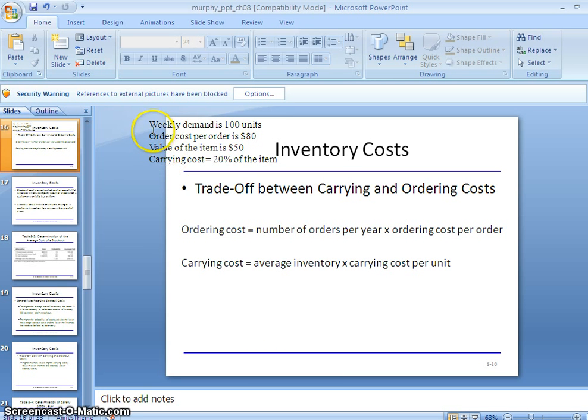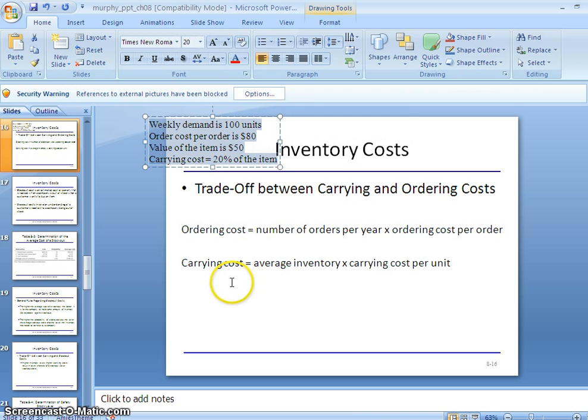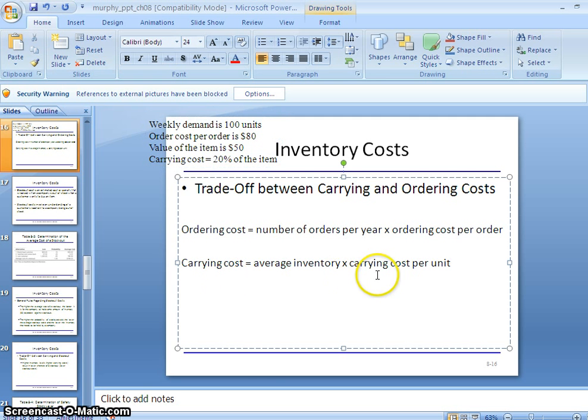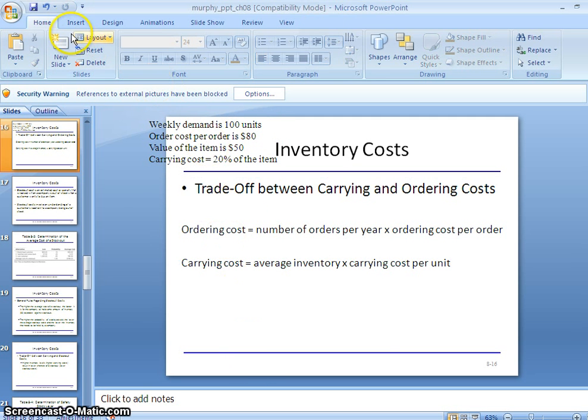So using the information we have here, if we have a weekly demand of 100 units and it costs us $80 each time we order, and the value of the item is $50, and the carrying cost associated with this inventory is 20% of the item, we can look at the difference between ordering many times a year or one time a year. Let's take a look at ordering one time a year.